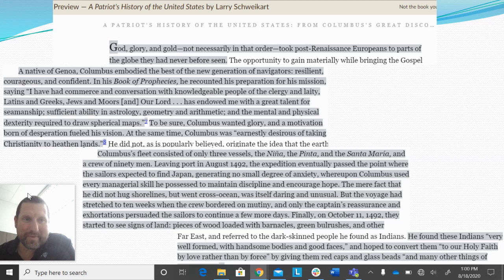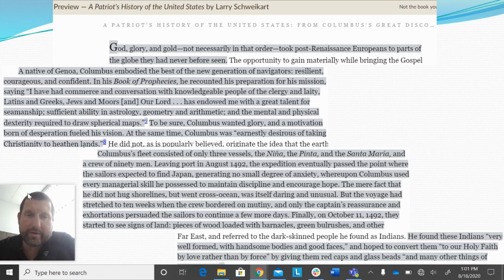So, what trips me up here, right, is that we see, let's take a look at some of the language that Schweikert uses, okay? God, glory, gold, not necessarily in that order, took post-Renaissance Europeans to part of the globe they had never seen before. Listen to how he talks about Columbus. He embodies the best of a new generation of navigators, resilient, courageous, and confident. He says, Columbus, that is, God has endowed me with a great talent for seamanship, sufficient ability in astrology, geometry, and arithmetic, and the mental and physical dexterity required to draw spherical maps.